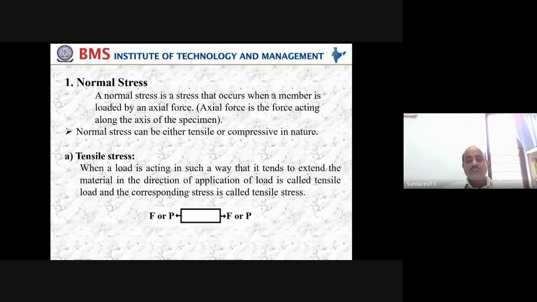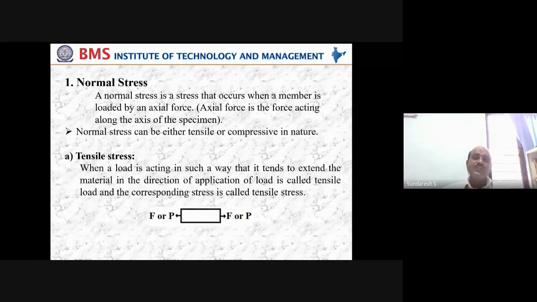The stress corresponding to this tensile load on the member, we call a tensile stress, right? The effect of a tensile load or tensile stress is to extend or stretch or increase the length of a member. So when a body is subjected to a tensile load, the body gets elongated, it is stretched, or its length is going to increase.